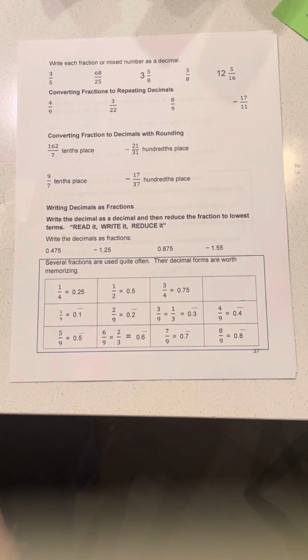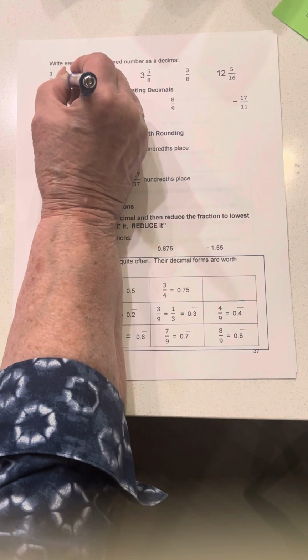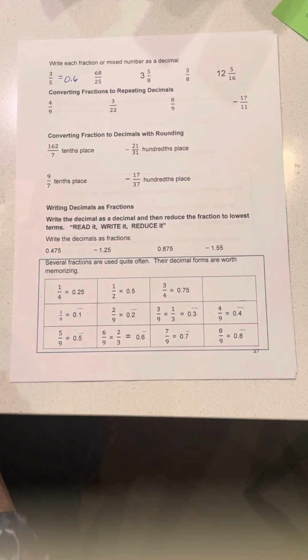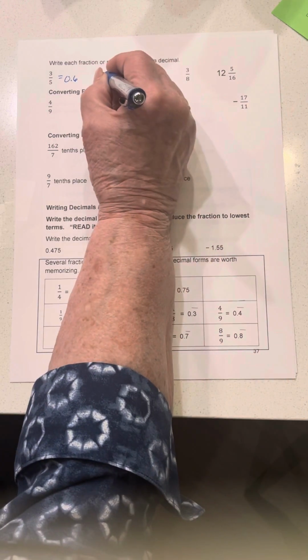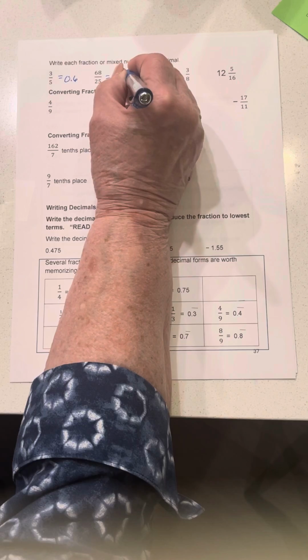So 3/5 would be 3 divided by 5. So I'm just doing that on my calculator. 3 divided by 5. And I get 6/10. That's pretty easy. 68 divided by 25. And I get 2 72/100.